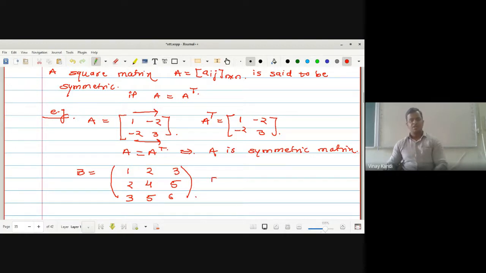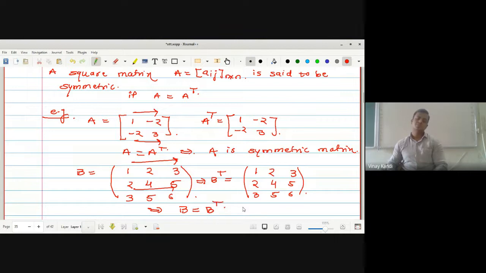What is B transpose? This implies B transpose equals: make the first row the first column, 1, 2, 3. The second row the second column, 2, 4, 5, and the third row the third column, 3, 5, 6. This implies B is equal to B transpose. This implies B is symmetric.